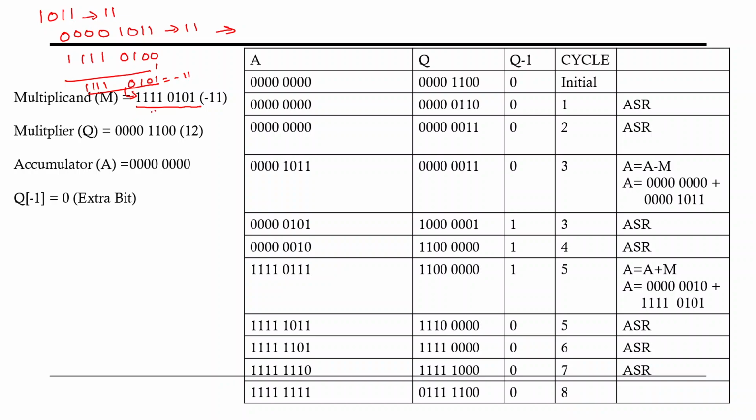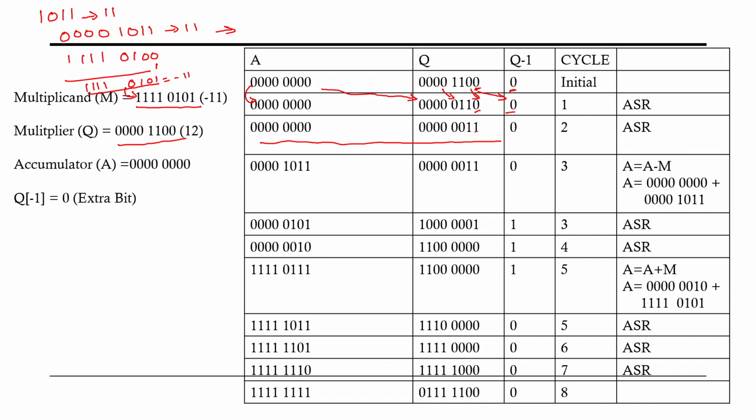Minus 11 and 12. As usual, the accumulator value is 8 bits, all 0s, and Q is the multiplier value, the 12 value we have put over here, and Q minus 1. Now we perform the Q0 and Q minus 1 comparison: 0, 0. So no need for any addition or subtraction, straight away we go for arithmetic shift right. Shift by 1 position, and the same MSB is replicated in the vacancy position. Next cycle, once again 0, 0, once again shift by 1 position. After shifting, we have got this.